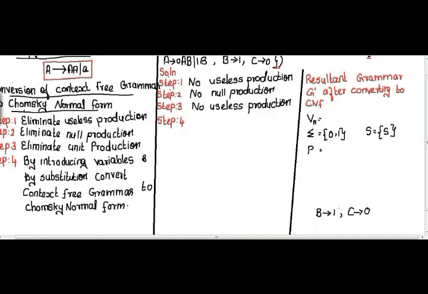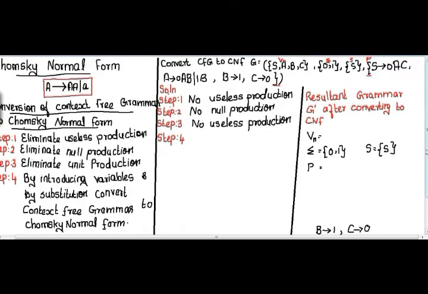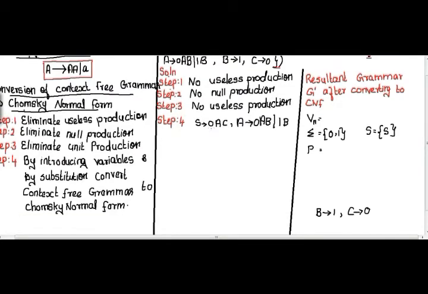After the arrow, I have only one terminal here, which is denoted by a number. And there are three productions which are not in the form of Chomsky normal form. I'm going to write those productions here in step 4, which are not in the form of CNF. So I'm going to give numbers for these productions: production 1, production 2 and production 3.